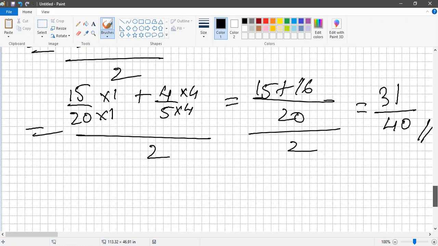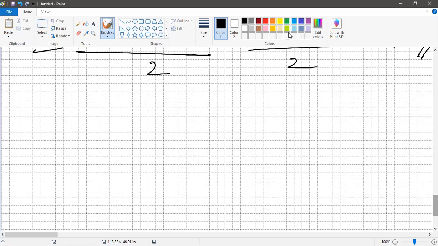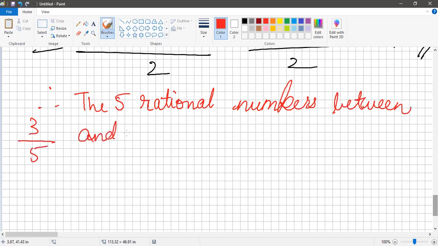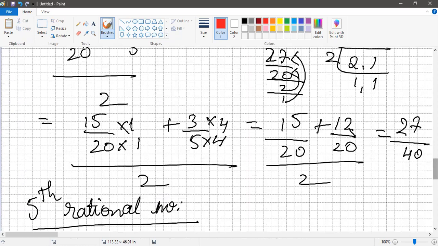So therefore, now you need to write a conclusion statement. Very, very important, okay? So therefore, the five rational numbers between 3 by 5 and 4 by 5 are, so again, going back to our first rational number, I will just quickly write it down.